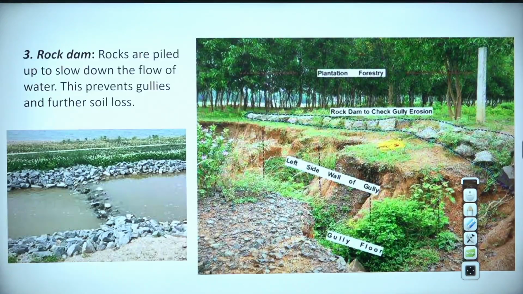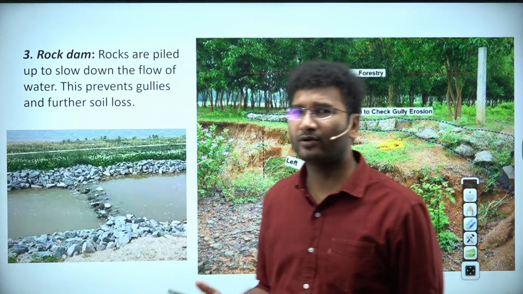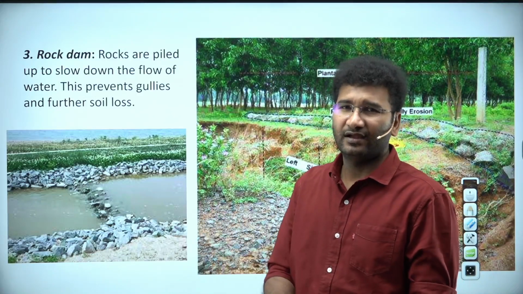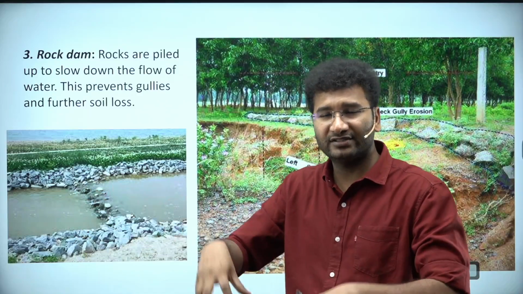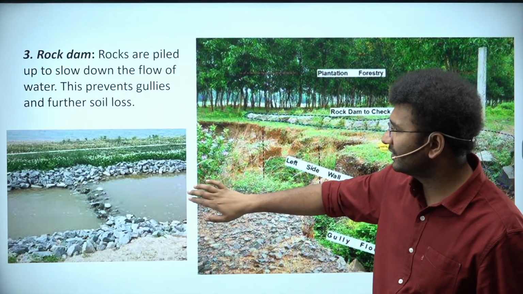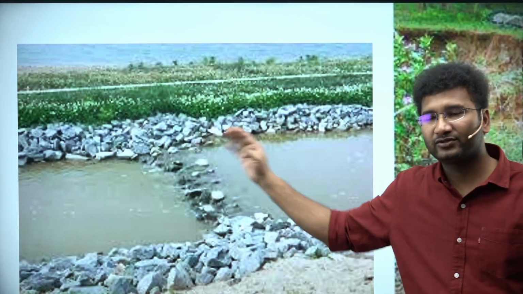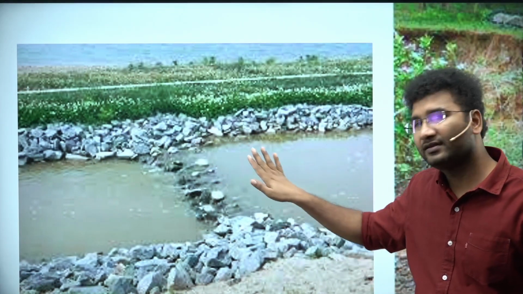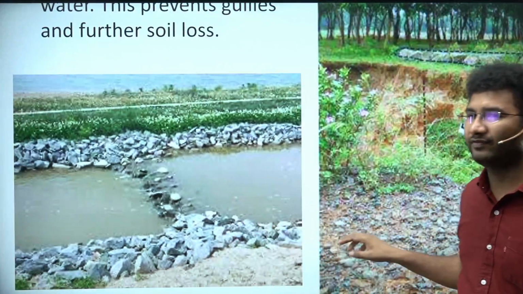Come to the next one, rock dam. See, rock dam is also a form where you use patthar, that is rocks, and in order not to erode the soil, you put these rocks and create check dams. Look at this, this is a small check dam. Rocks are piled up here, so any soil that is there will be saved here. Usually in swampy and marshy areas, you will do this kind of activity.